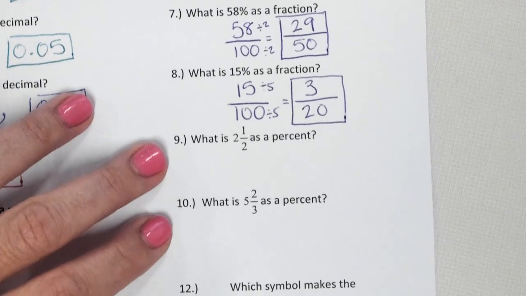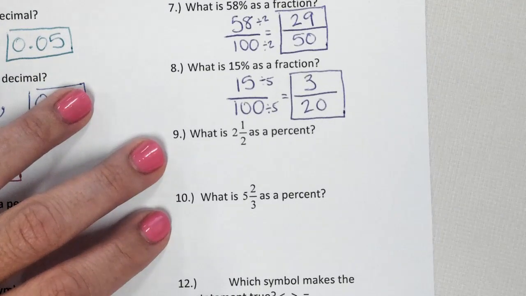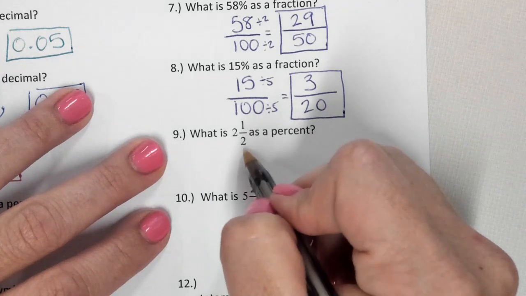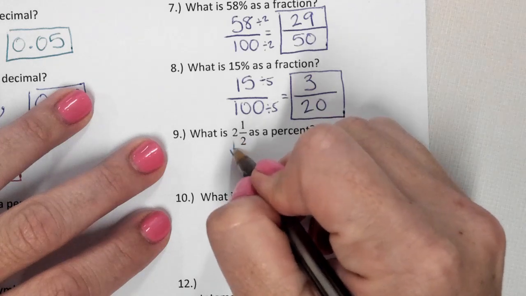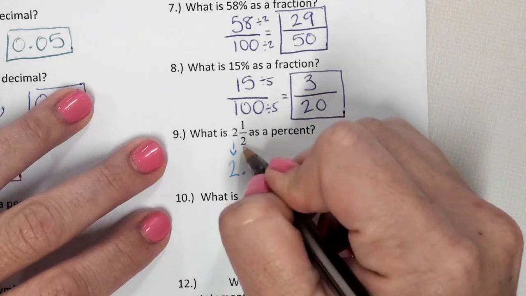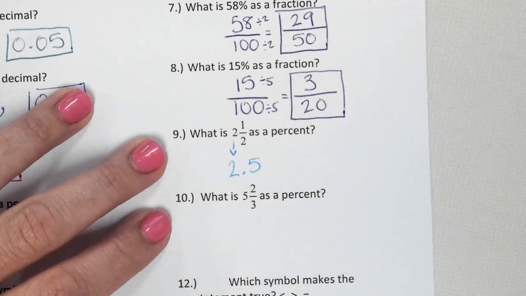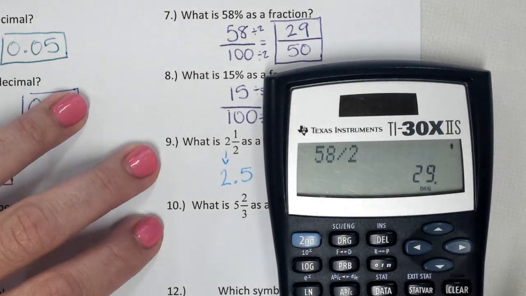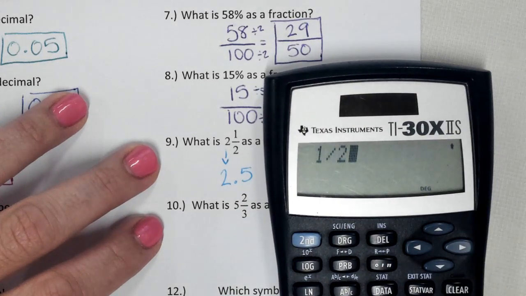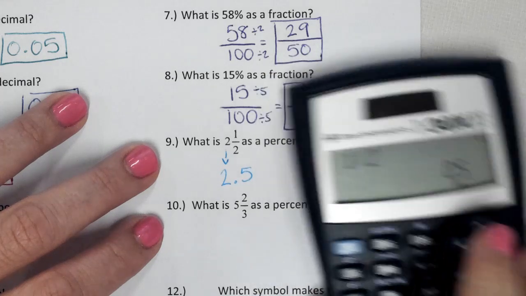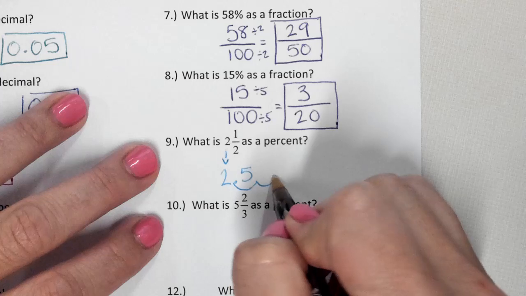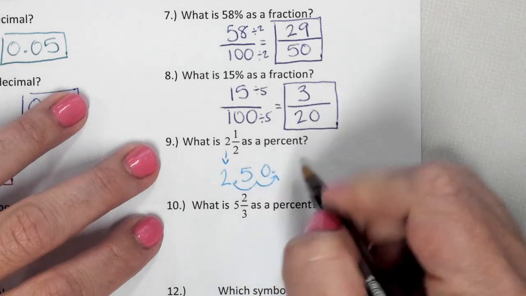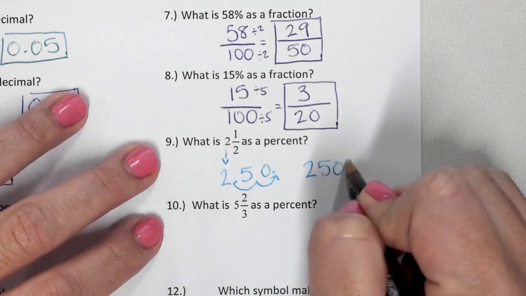Now these, you can make as easy or as hard as you would like. A lot of people try to make them way too hard today. So 2 and 1/2 as a percent. So write it as a decimal. I know my whole number is 2, and I know 1/2 is 0.5. If you're ever unsure, you can take your top number divided by bottom number, and it's 0.5. So 2.5. And to turn a decimal into a percent, I move it to the right twice, and this becomes 250%.